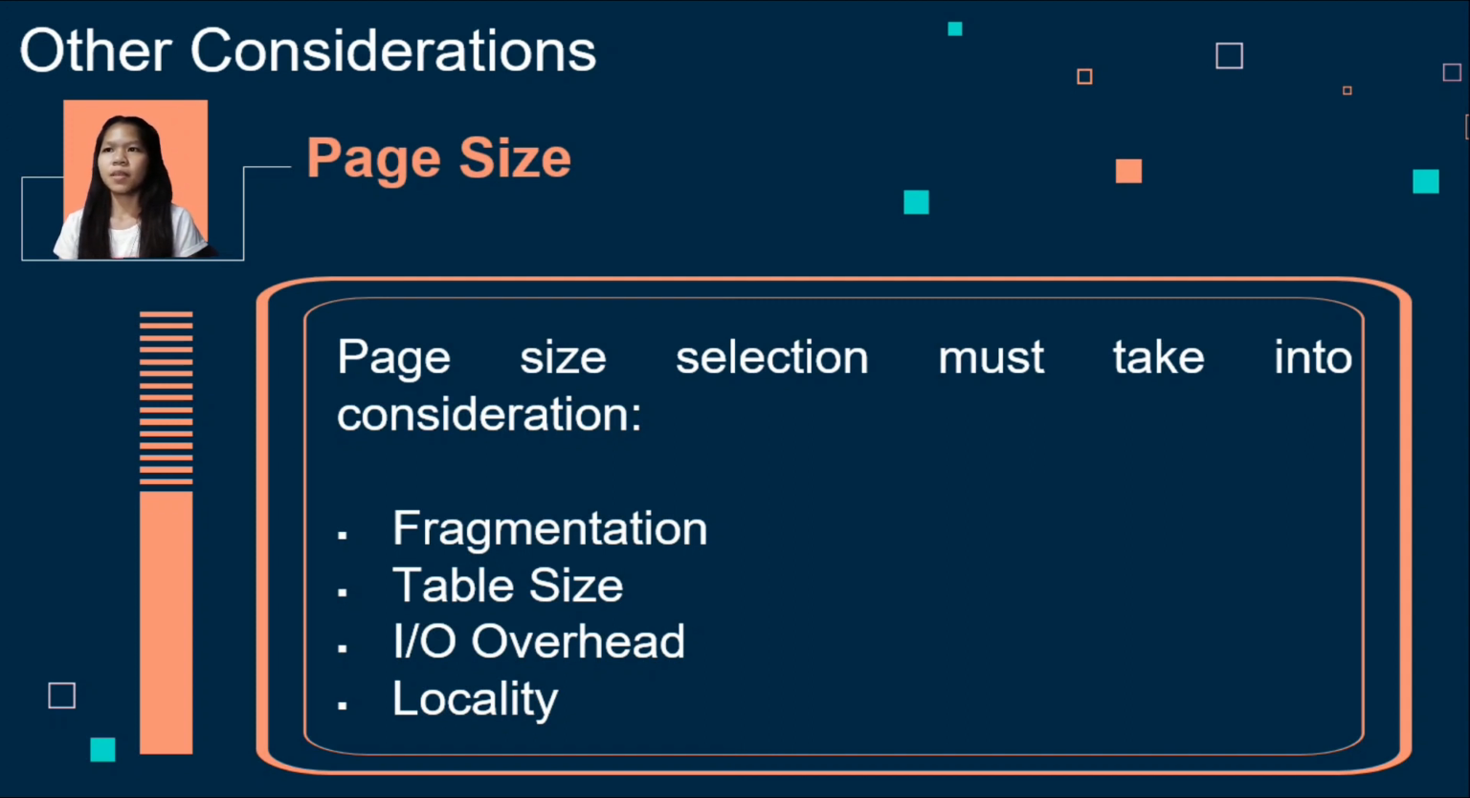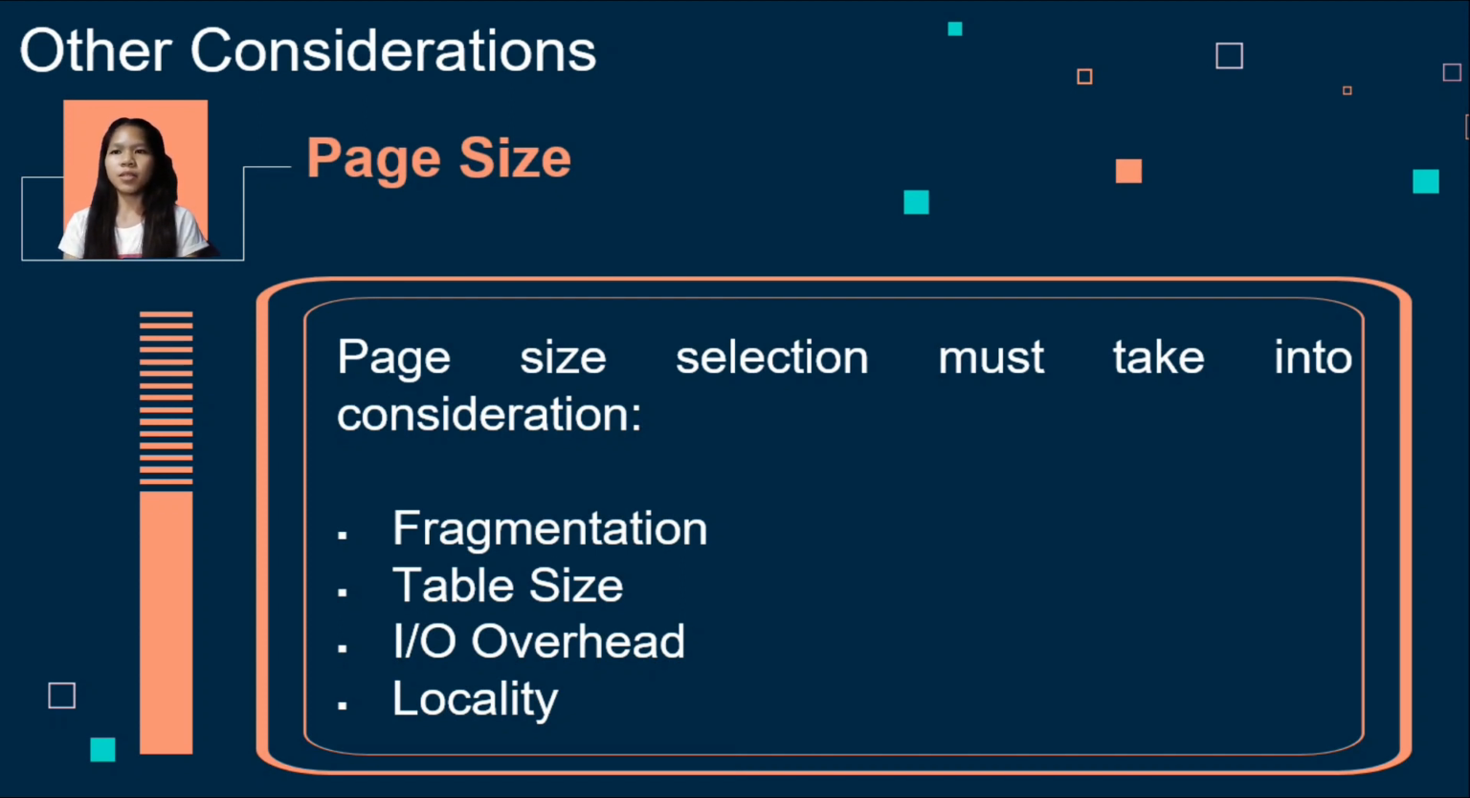Page size. Page size selection must take several things into consideration. First one is fragmentation. Memory is better utilized with smaller pages. However, if a process is allocated memory starting at location 0 and continuing until it has as much as it needs, it probably will not end exactly on a page boundary. Thus, a part of the final page must be allocated because pages are the units of allocation, but will be unused. To minimize internal fragmentation, then we need a small page size.